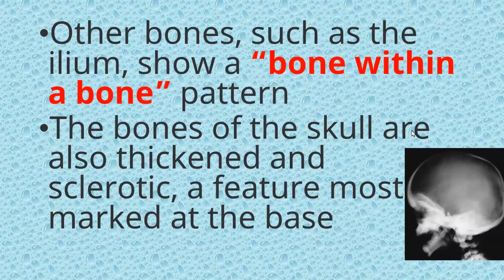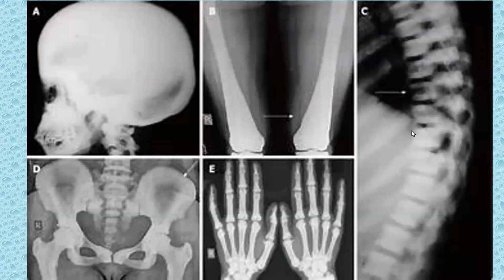Other bones, such as the ilium, show a bone within a bone pattern. The bones of the skull are also thickened and sclerotic, a feature most marked at the base of the skull. We see it in this view. So over here you can also have some kyphosis at the thoracolumbar area. You see that the femurs have increased density. The skull is fully dense and the pelvis likewise.